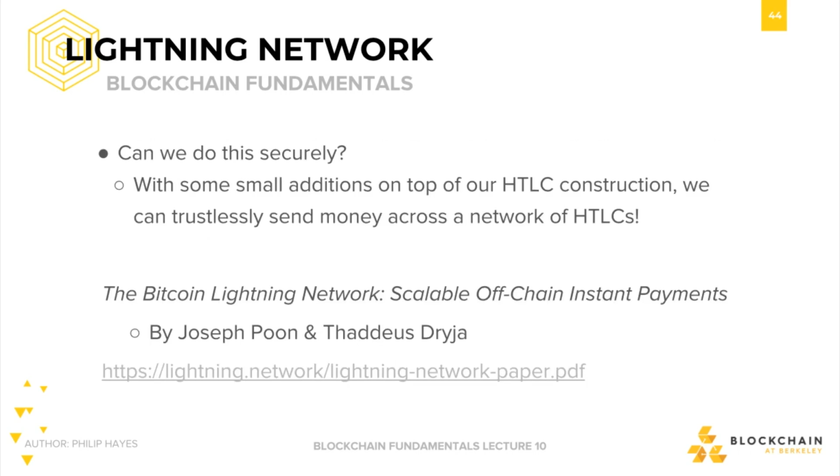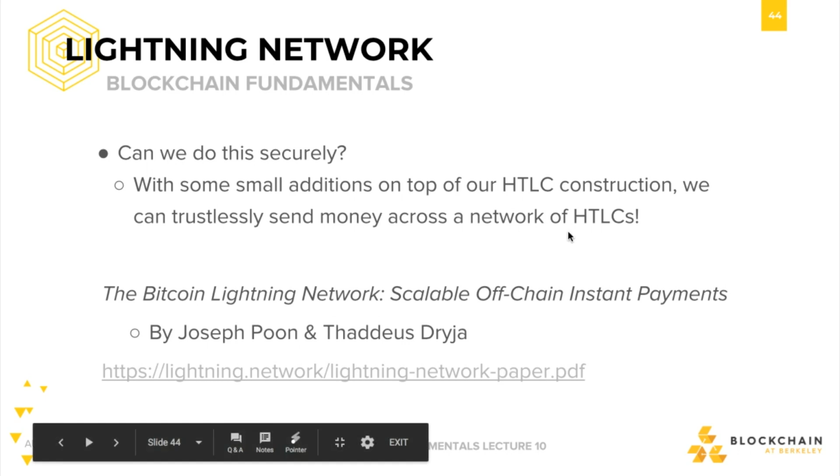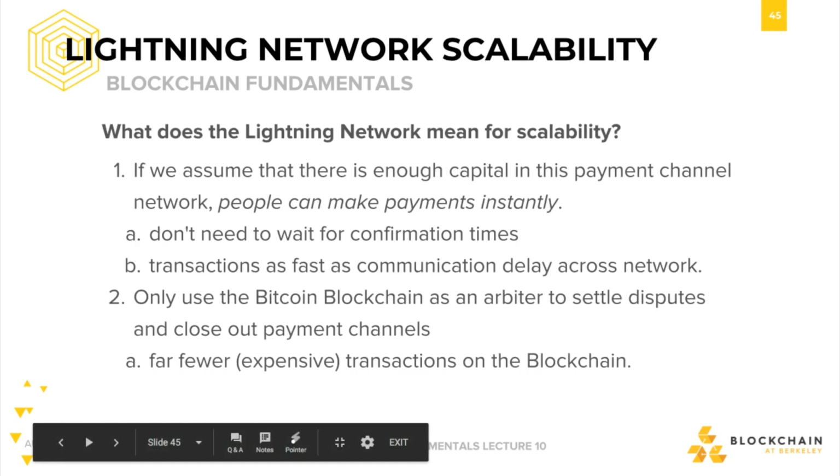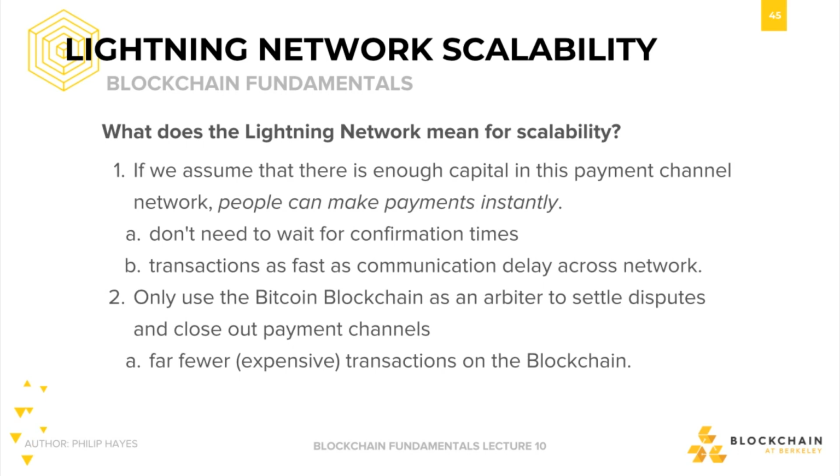So can we do this securely? What we saw, using commitment schemes and HTLCs and some very cool crypto, we can. And that's basically what Joseph Poon and Tadge Dryja describe in their white paper. So what does Lightning mean for scalability? One, it means if there's enough money, you can make payments. So if I and Gloria open a channel, and I put in 10 Bitcoin, I can send money to Gloria of any value up to that 10 Bitcoin.